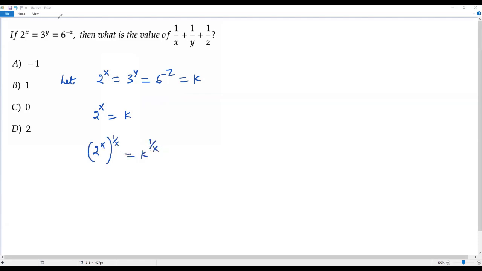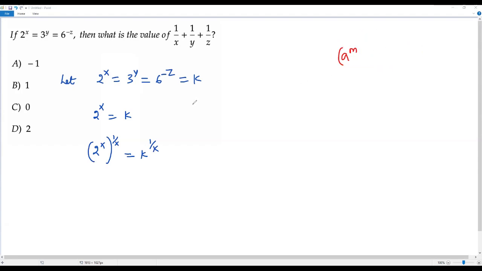Now we can consider the power of a power rule in exponents, that is a to the m power raised to the power of n. Here the base is a, we have exponent m, and for the complete expression we have n. Whenever we have two exponents like this, we can multiply the two exponents using the power of a power rule. So what I've explained over here is called the power of a power rule in exponents.